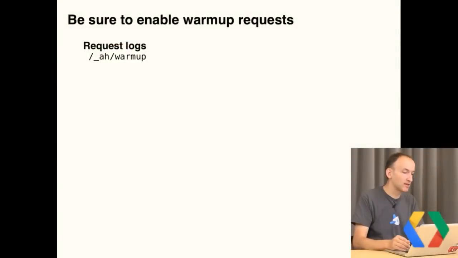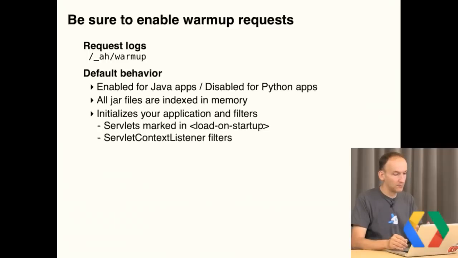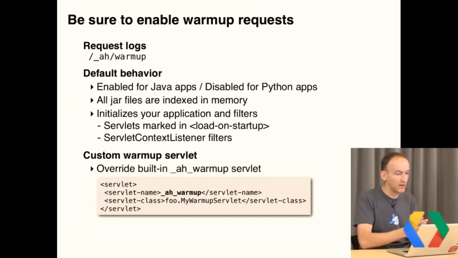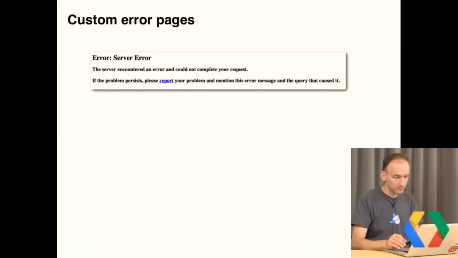When you have them, you'll see these requests in the log, /_ah/warmup. There's some default behavior that you can read. Particularly, this is enabled by default in Java, but disabled for Python. So in Python, you definitely want to turn that on manually. And then there's some ways to override the servlet handler there for Java applications.